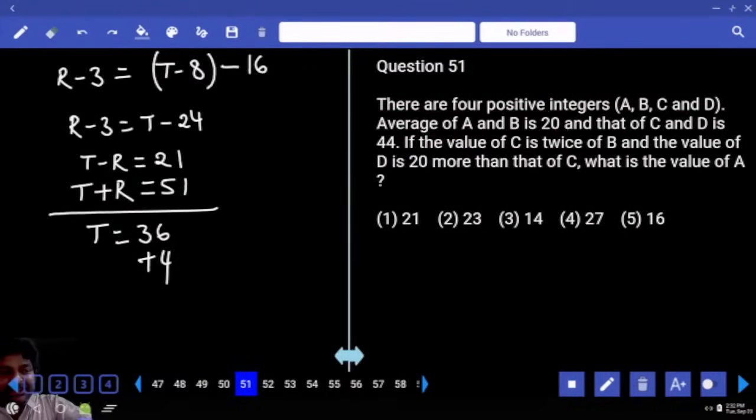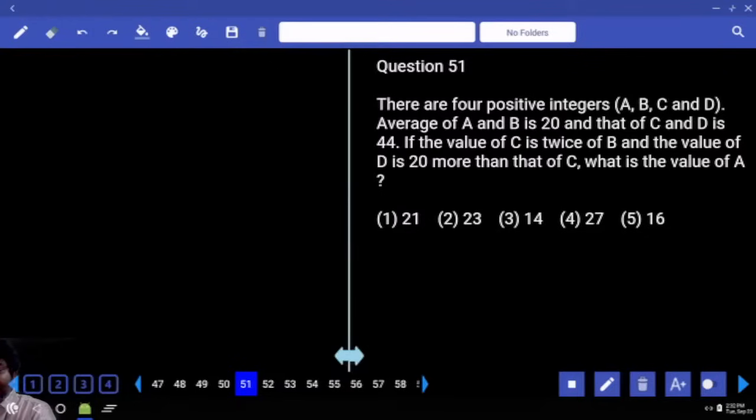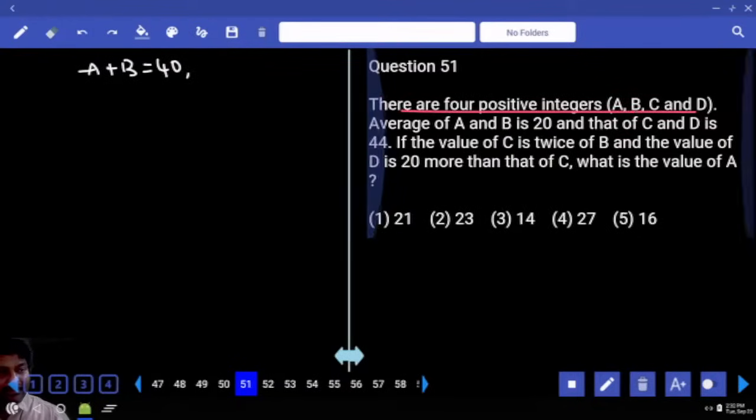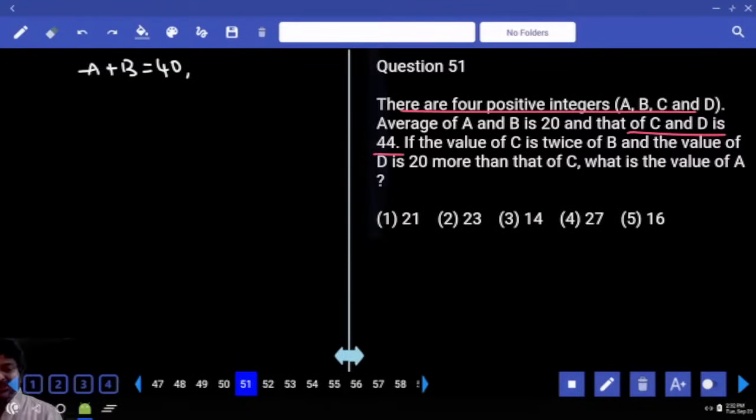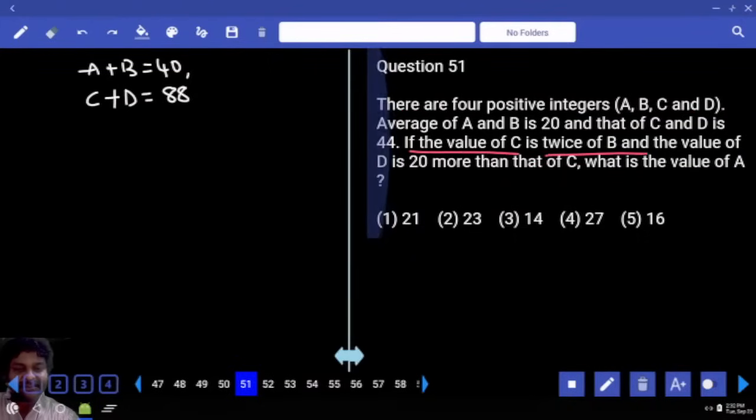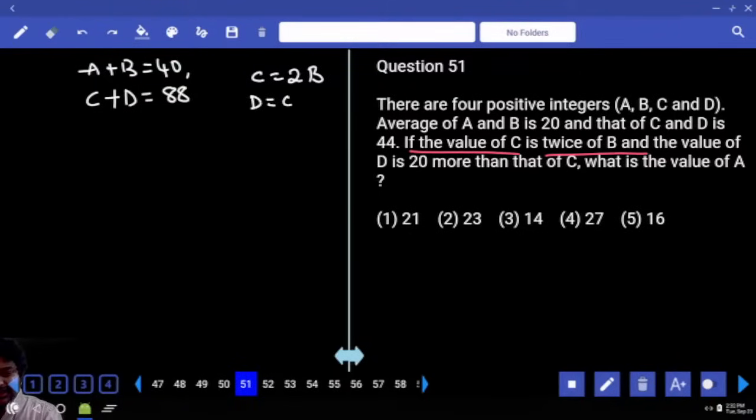There are 4 positive integers A, B, C, D. Average of A and B is 20. Then sum becomes 40. Average of C and D is 44. Then sum becomes 88. If the value of C is twice that of B, C is equal to 2B. Value of D is 20 more than that of C. D is 20 more than C. Wait a minute.